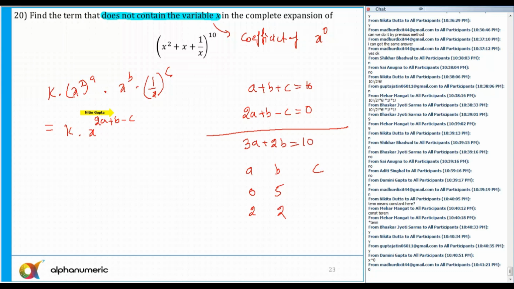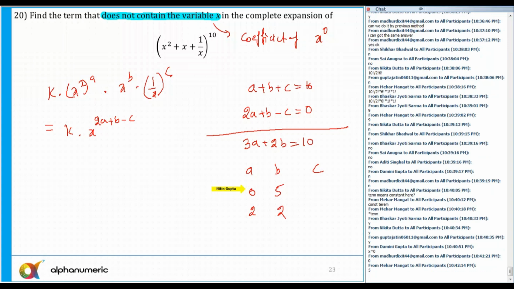3a plus 2b equal to 10. A equal to 0, b is equal to 5. After that, a will be 2 and b will be 2. After this, b will be negative. So these are the two possible cases. In the first case, a is 0, b equal to 5. So c should also be 5 because the sum of these three variables is 10. And in the second case, c is equal to 6.